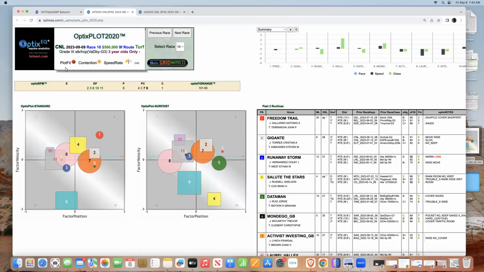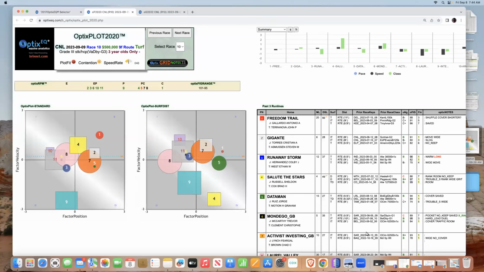When you look at it, again, we always plot a standard and a surface distance plot. The standard is more current form. It includes races that are not today's surface and distance, while on the plot to the right, the surface and distance plot, we only plot races that are relevant to this surface and distance. In this particular case, I think it's a closer indication of the form of the horses. So I'm going to rely on the surface distance plot. That's the one I'm going to be looking at.